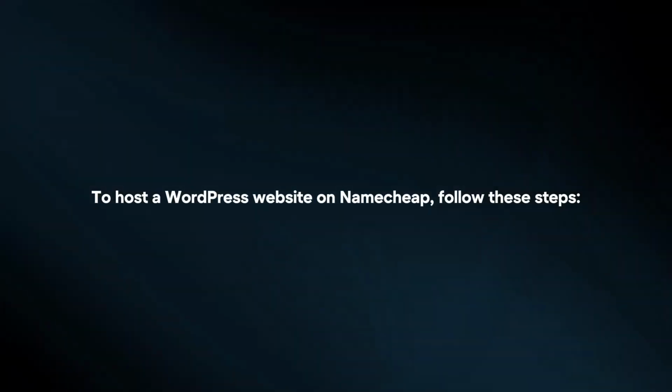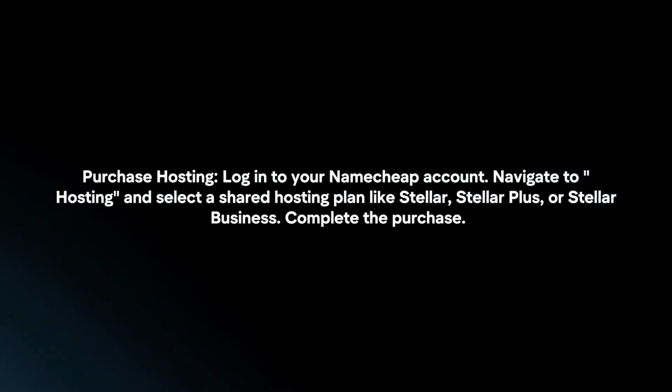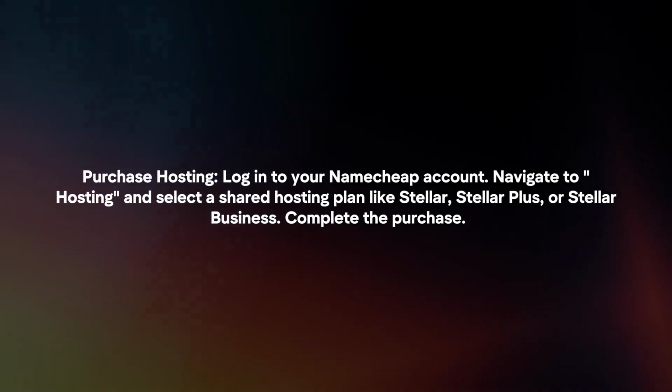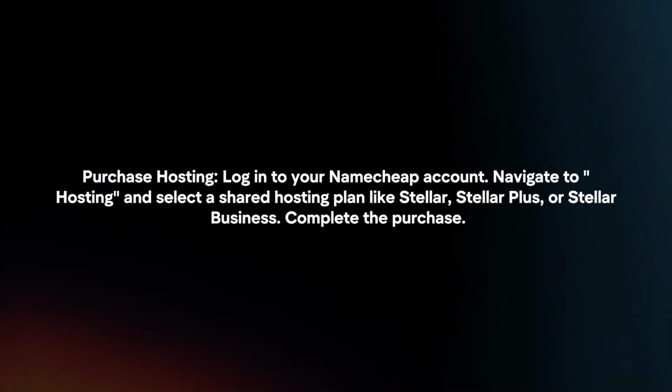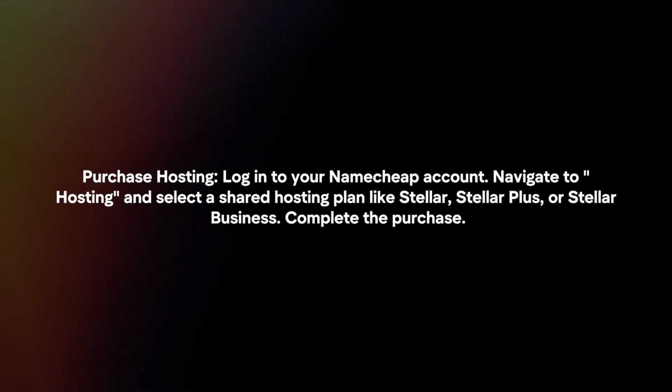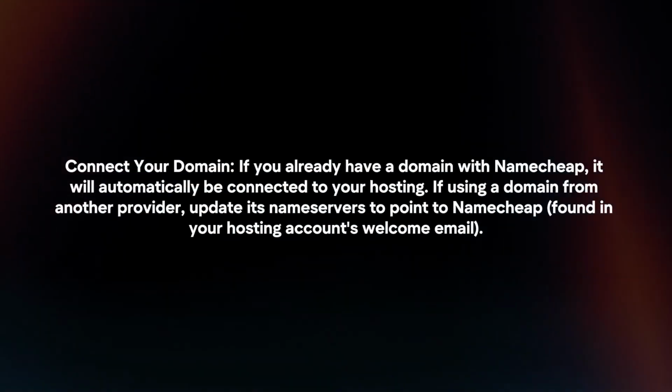To host a WordPress website on Namecheap, follow these steps. Purchase hosting. Log into your Namecheap account. Navigate to hosting and select a shared hosting plan like Stellar, Stellar Plus, or Stellar Business. Complete the purchase.